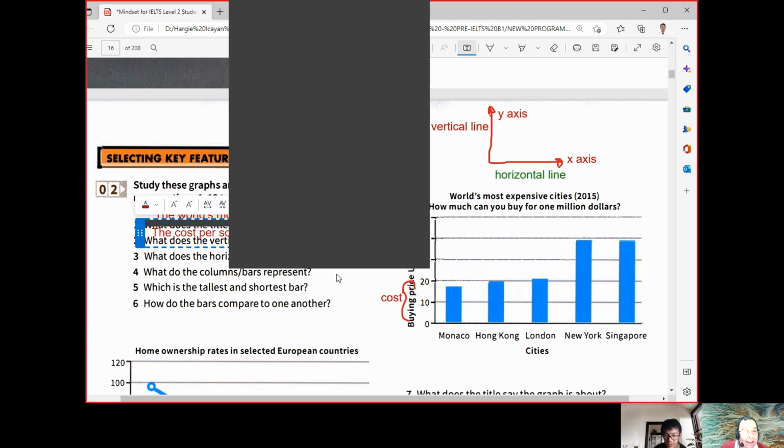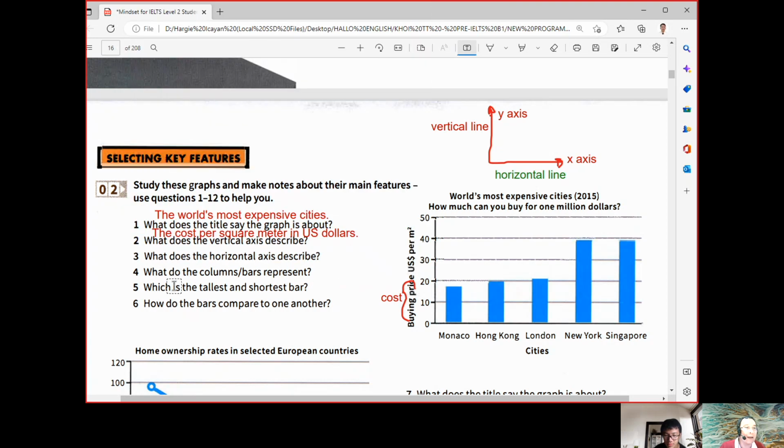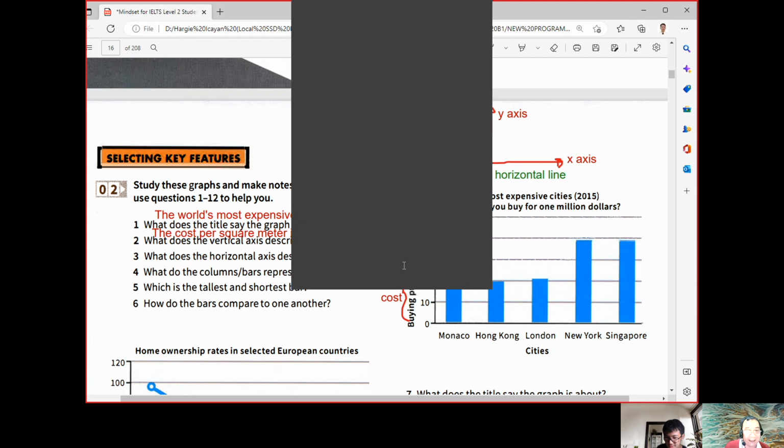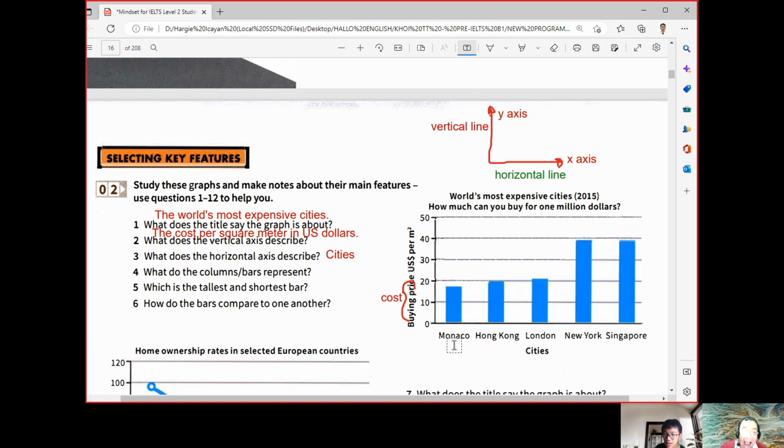Okay, next. What does the horizontal axis describe? It is about the city. Simple as that. So we are talking about the cities. So what are those cities? Monaco, Hong Kong, London, New York, and Singapore.